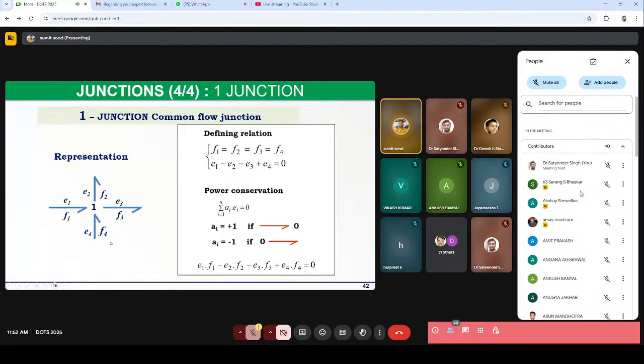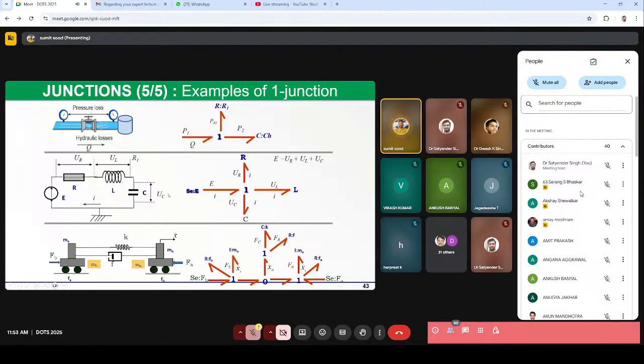So one junction is basically the common flow junction. What that means is that the flow in all these power bonds will be equal. So F1 will be equal to F2, will be equal to F3, and will be equal to F4. Or we can also call it the effort sum junction based on the power conservation law. So if we sum up all the efforts, it should be equal to 0. And of course, we have to consider the power convention. So power entering can be considered as positive, and power going out could be considered as negative, and so are the signs here.